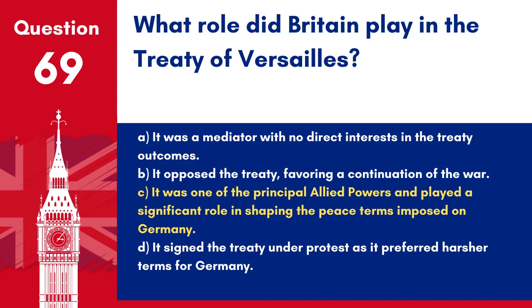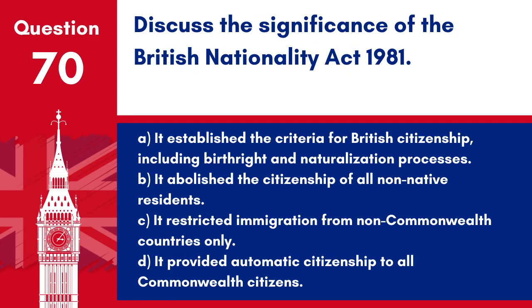Answer C. It was one of the principal Allied powers and played a significant role in shaping the peace terms imposed on Germany. Britain, alongside France and the United States, was instrumental in the negotiations that led to the Treaty of Versailles, which formally ended World War I. Question 70. Discuss the significance of the British Nationality Act 1981.